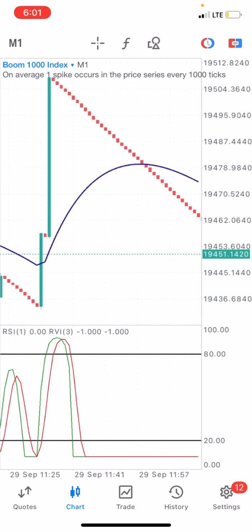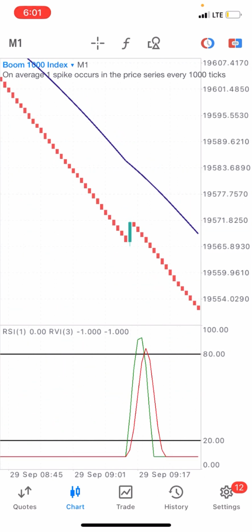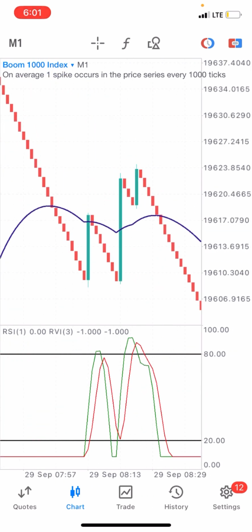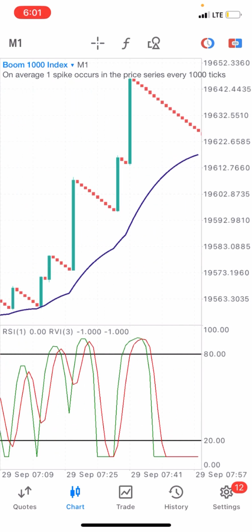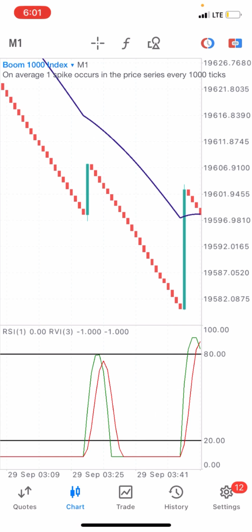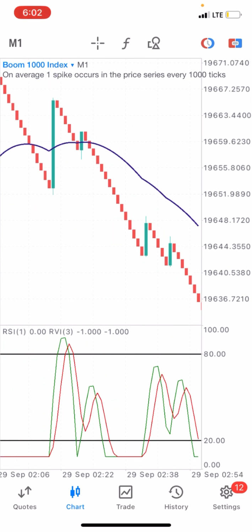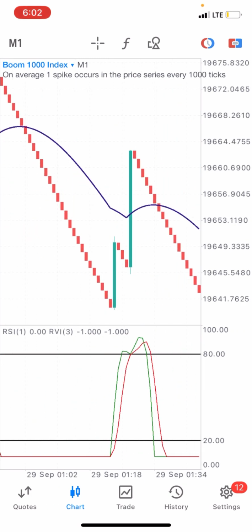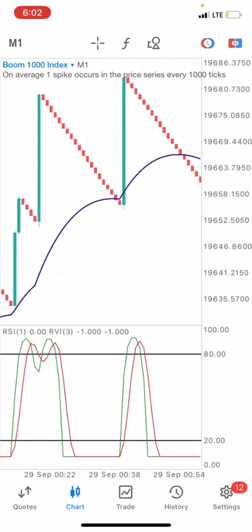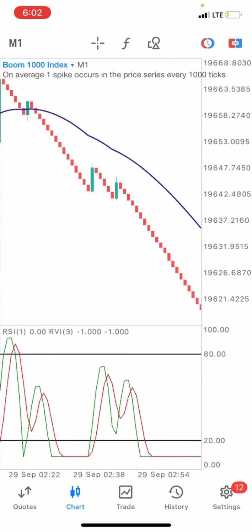Okay, in these areas price has been above the moving average. I remember that the Boom 1000 market has been trending upwards for a while before it started selling. So I want to see areas where the moving average is actually above the price region. Areas like this, you can see this is still an uptrend, kind of. Well, from here the market was already printing a downtrend.